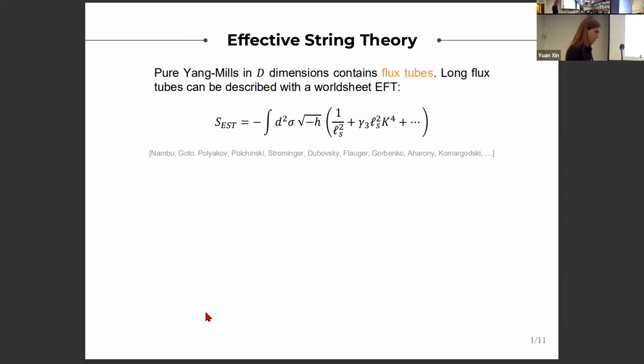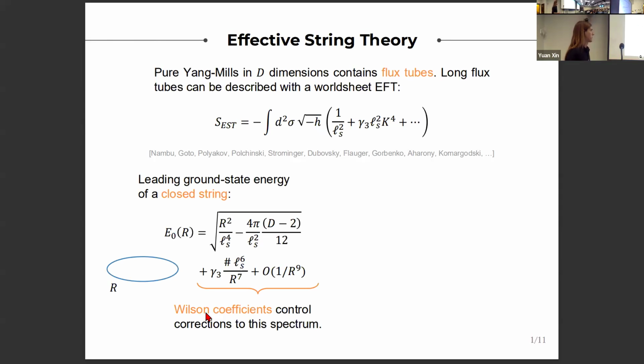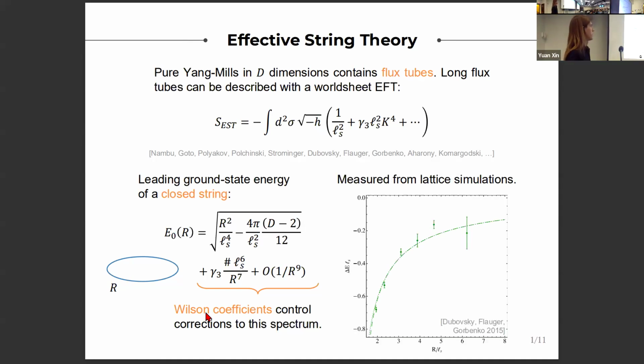Now, these Wilson coefficients appear in various observables of the theory. For example, we can compute the ground state energy of a closed flux tube, and it has some universal piece and then some corrections in 1 over the radius with some powers that depend on these Wilson coefficients. So you can measure some of these observables on the lattice, for example, like this plot here, and then try to extract these coefficients by fitting this data to the observable. And you can do this in very different ways. There are various observables that capture these Wilson coefficients.